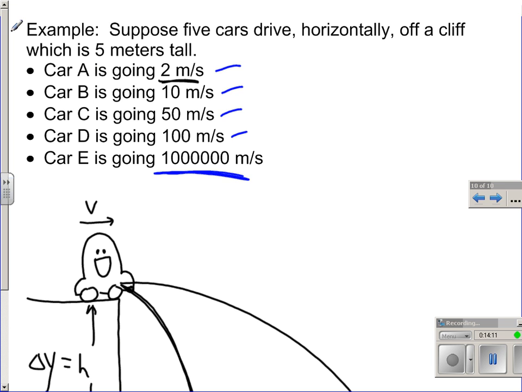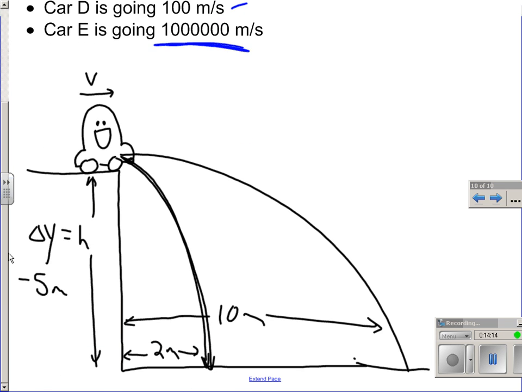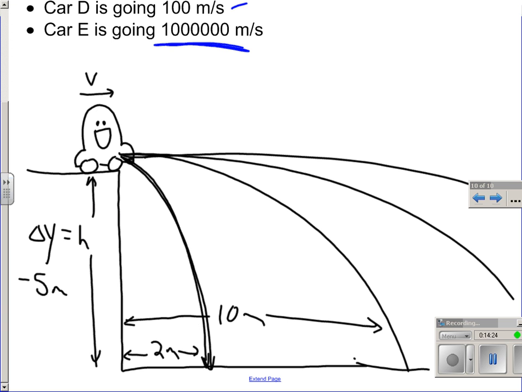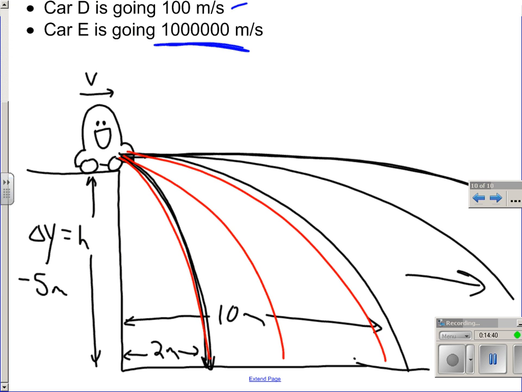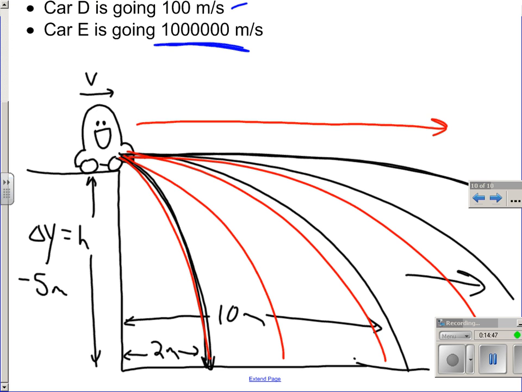The next car is going to go 50 meters in that 1 second, right? So it's going to go 1 Mississippi. And the next car is going to go 100 meters. So it's going to go, right, 1 Mississippi. And it's going to land way over there off the screen, right? So the idea is no matter how fast the car is traveling, they're all going to hit the ground at the same time. Okay, they all hit the ground at the same time. The only difference is how far it moves horizontally in the time that it takes to fall.